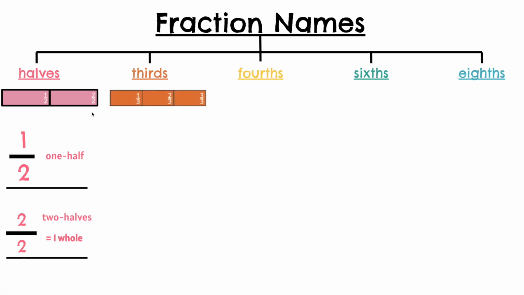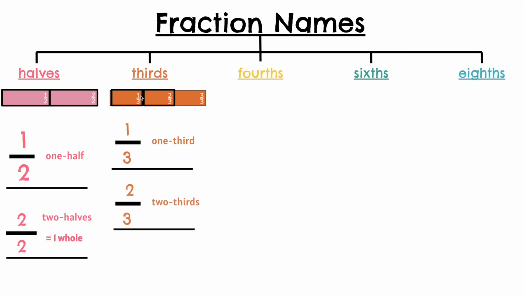Thirds. Here we have a whole with 1, 2, 3 equal parts. Let's begin with this. This is known as 1/3 because we have 1 out of 3 equal parts. So this first part is known as 1/3. If we have 1/3 plus another third, then we can say we have 2/3.